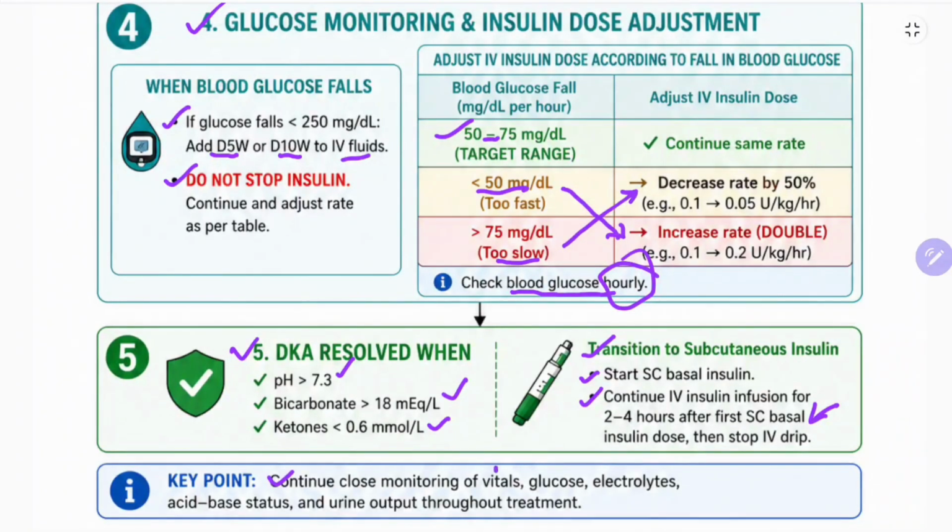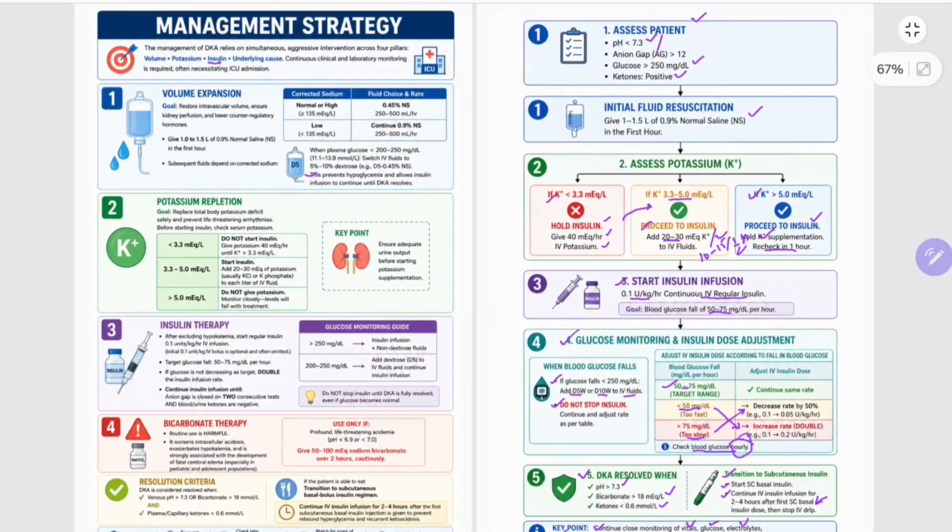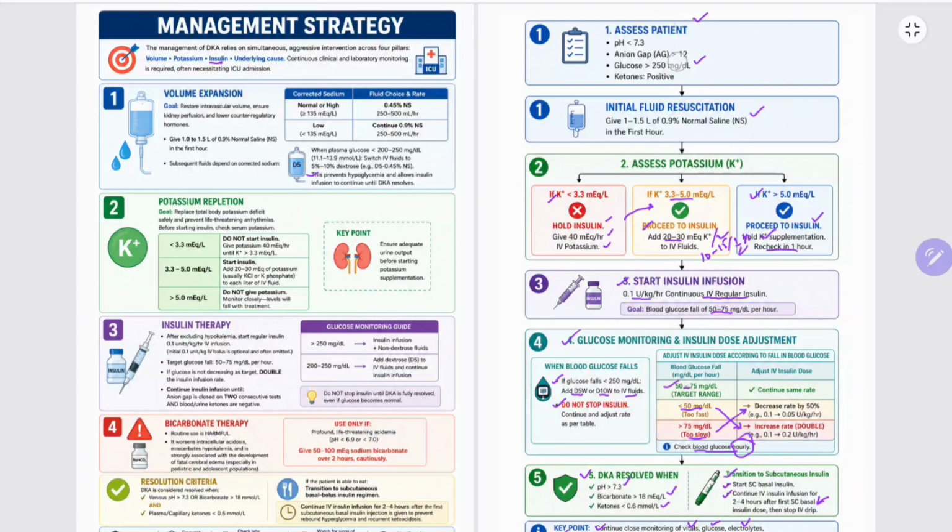Continue close monitoring of vitals, meaning BP, pulse rate, respiratory rate, glucose, electrolytes, sodium, potassium, bicarbonate, pH, and urine output throughout the treatment. Okay, that's the thing. Very much easy. Okay.